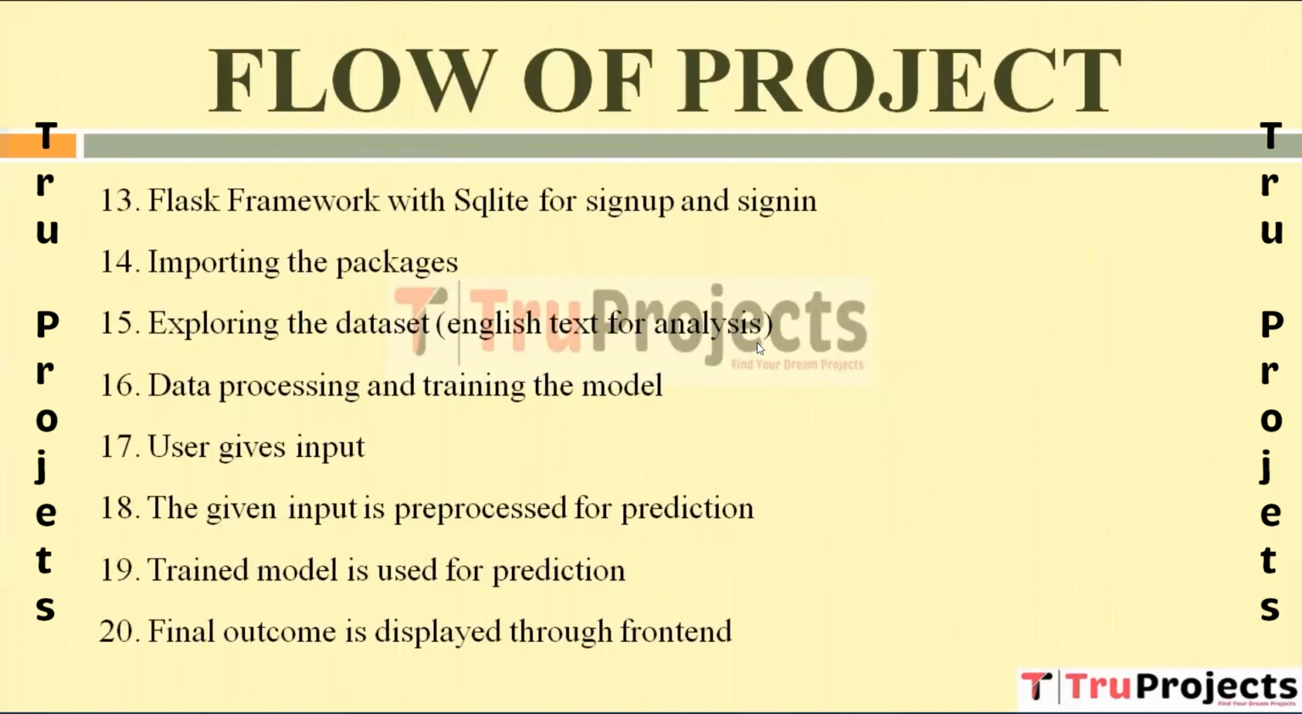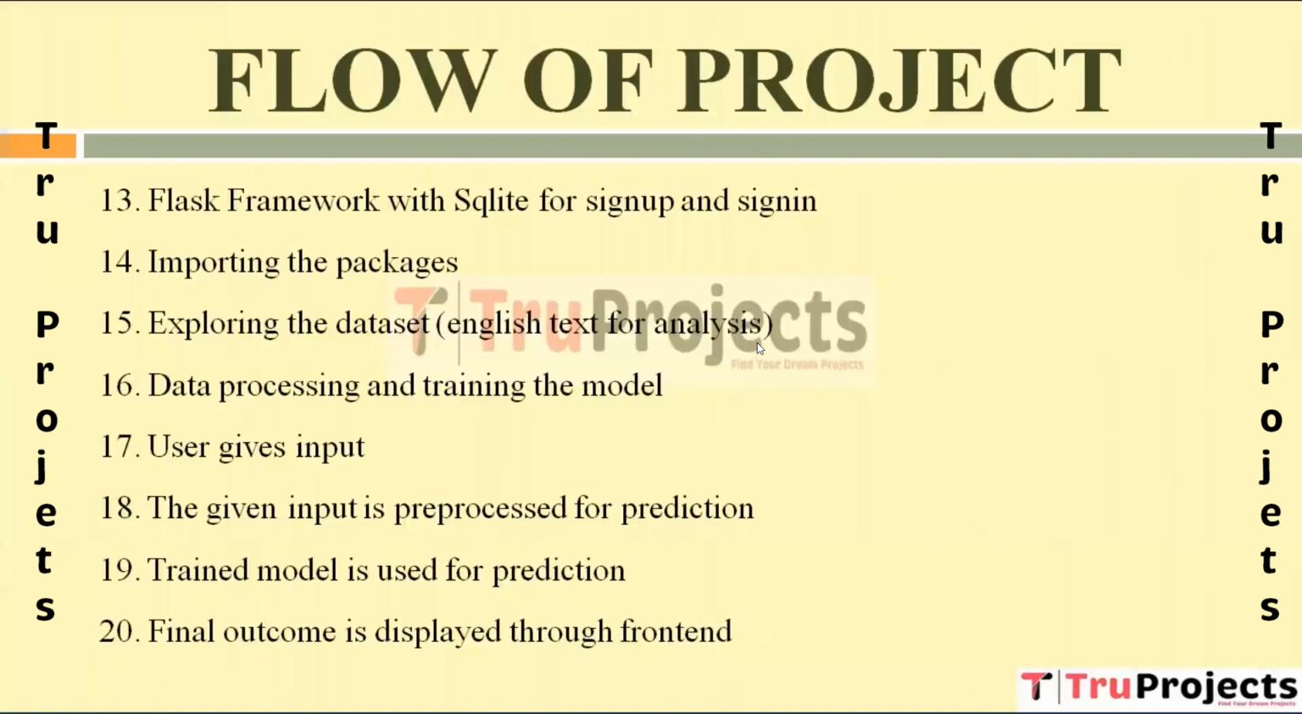Then we have user gives input. User interacts with the system by providing input, which could be in the form of text selections or other relevant data. Then we have the given input is pre-processed for prediction. Pre-processing steps are applied to the user input to ensure it aligns with the format expected by the trained model.